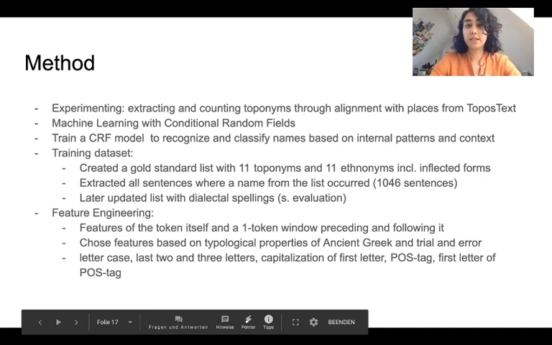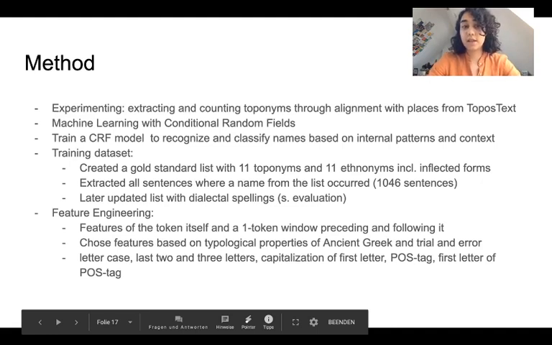For that, we created a gold standard list with the 11 most frequent place names and ethnonyms. This frequency data was based on the English translation of Herodotus' histories. And we included also the inflected forms of the names because we did not want to rely on lemmatizers. So we then used this gold standard list and extracted all of the sentences that contained a word from this list, a place name or an ethnonym, and ended up with 1,046 sentences as our training data set.